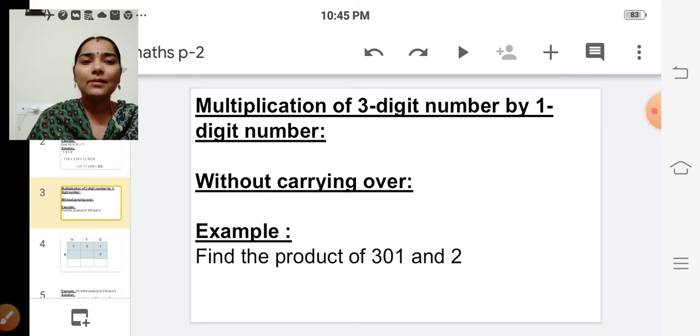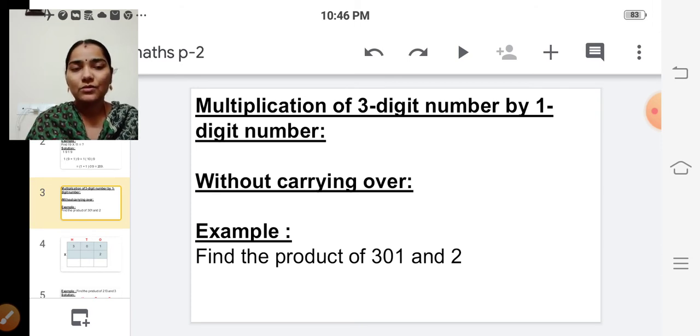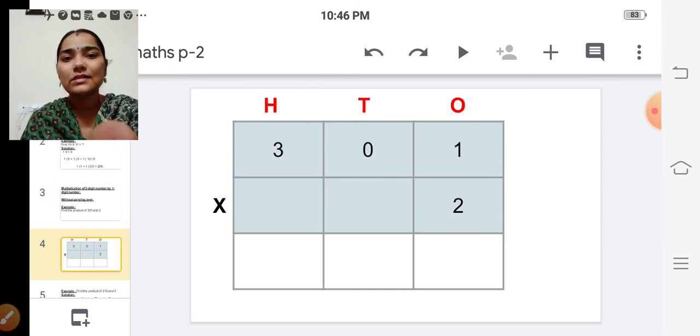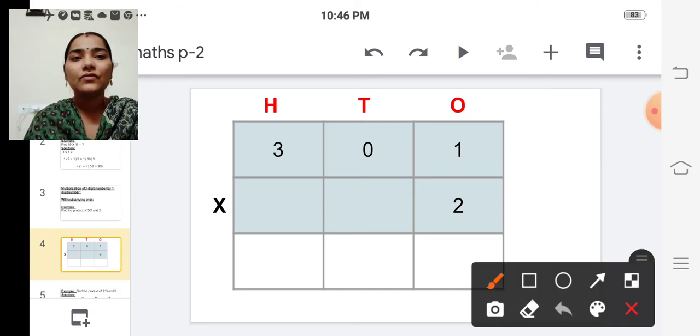See the first example. Find the product of 301 and 2. So 301 is a 3-digit number and 2 is a 1-digit number. So we are going to multiply a 3-digit number by a 1-digit number. Isn't it? Find the product of 301 and 2. So see the solution. So this is the format for multiplication. 301 multiplied by 2.